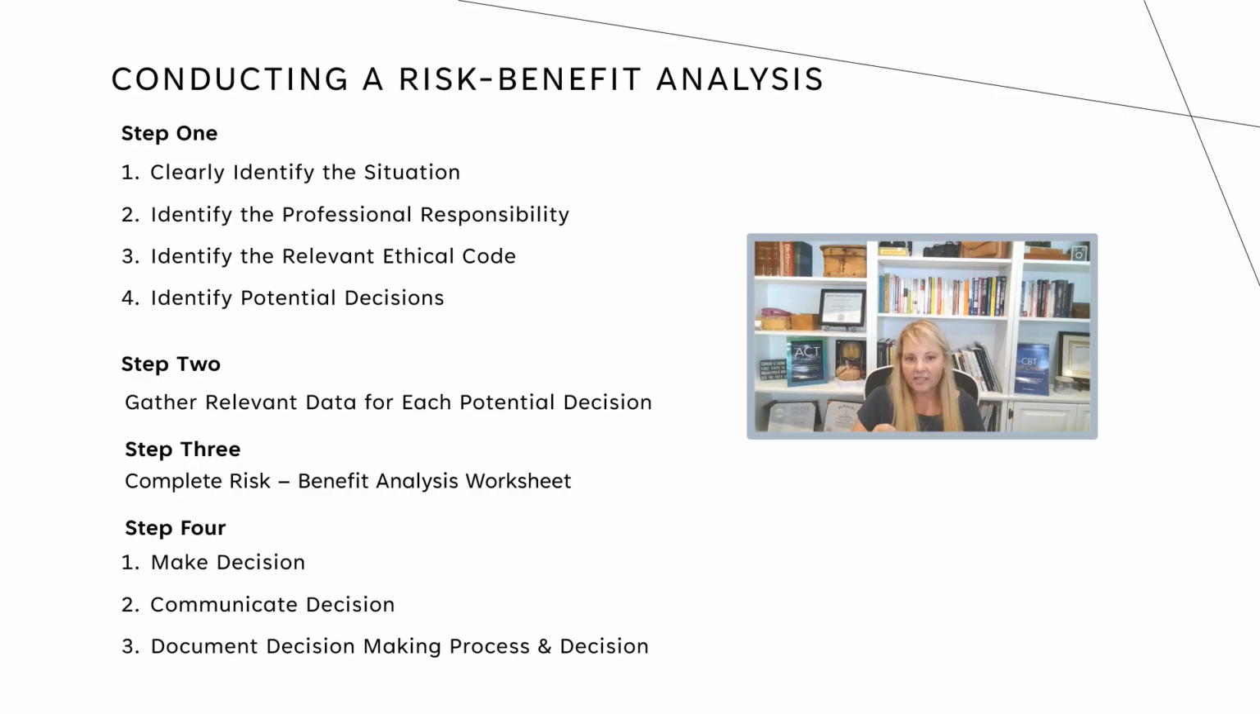So you make your decision. And then the second part of that is you communicate that decision to whoever needs to be informed of it. And then you're going to document the decision-making process and the decision. So this means you're going to, in your files, include your risk-benefit analysis worksheet. You might include some of that research that you did. You might include some notes with the relevant information about the ethics code and about the professional responsibilities.